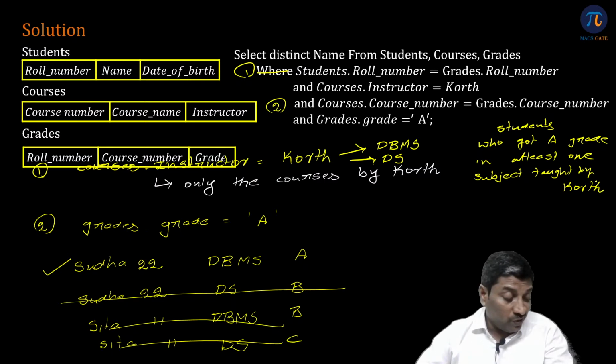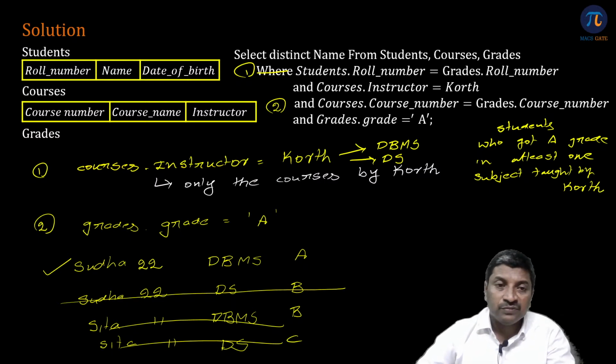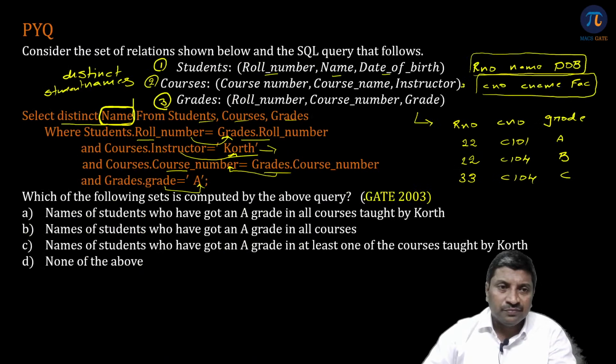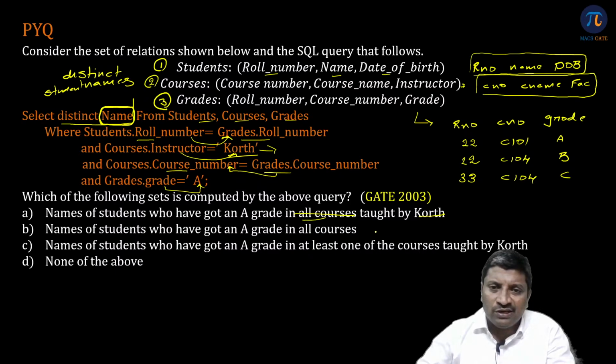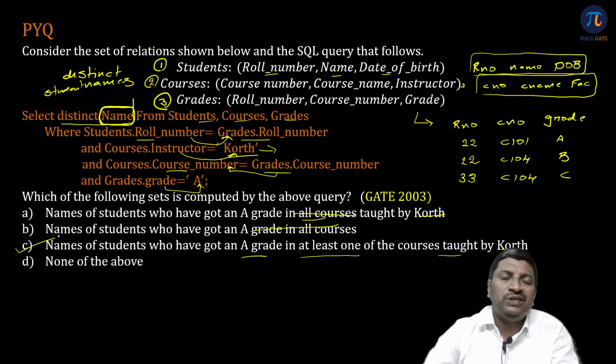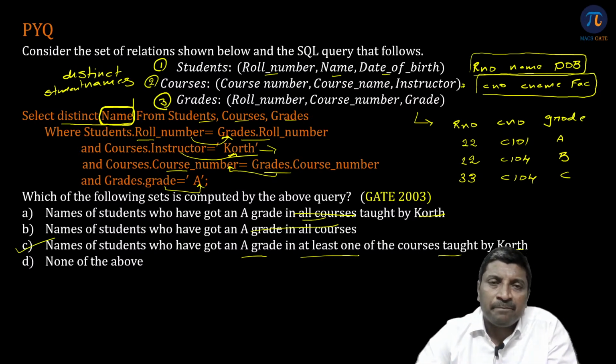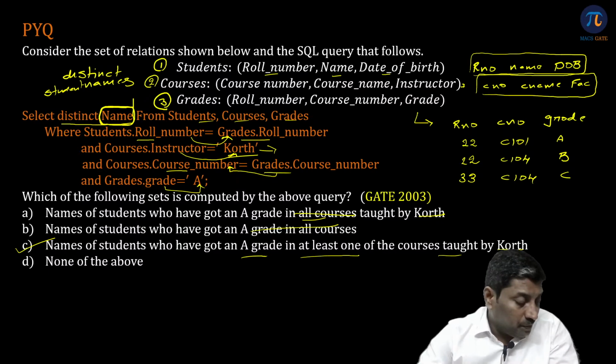Right? So what is the answer, sir? Let us check it. Names of the students who got A grade in all courses by the faculty. It's not, sir. It's not all courses. Here, in all courses, they have not specified the faculty name. It's A grade in at least one course taught by the faculty. So C is the correct answer. Please check it, sir.